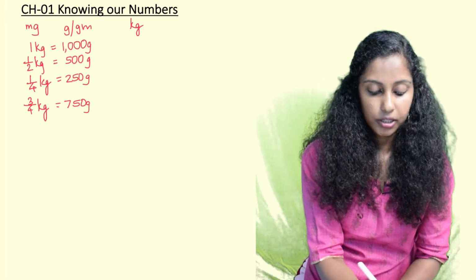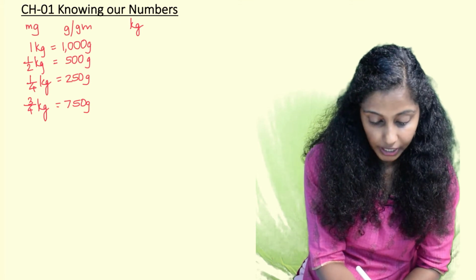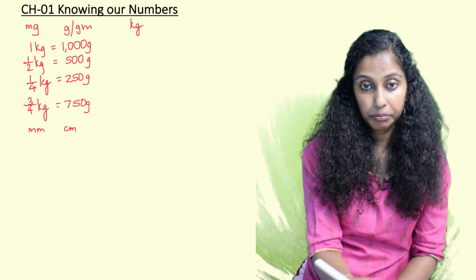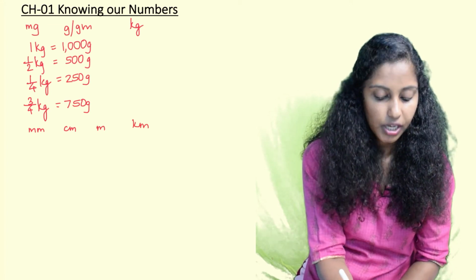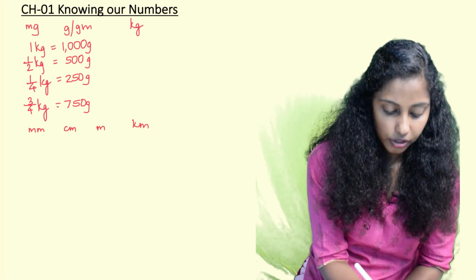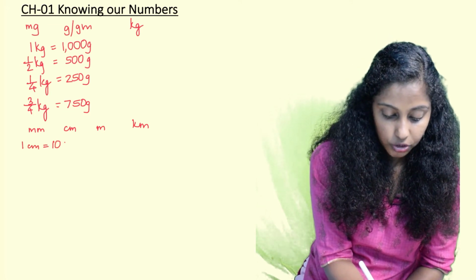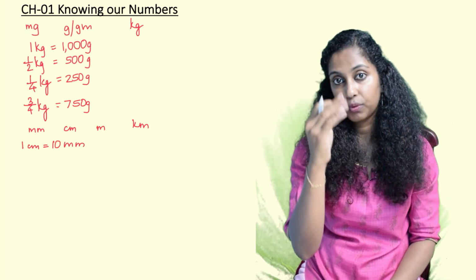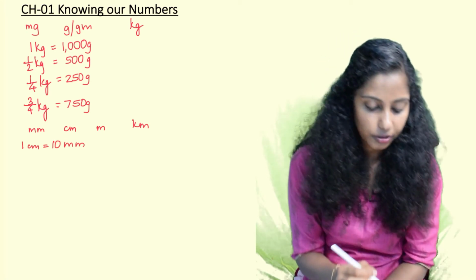Now let us see the units of length. In units of length we have millimeter, the smallest unit, centimeter, a bigger unit, still bigger unit, meter, and then the biggest one is km, kilometer. So here we learnt that 1 centimeter is equal to 10 millimeter. In the scale, when we see from 0 to 1, there are small 10 lines. Those small lines are millimeter.